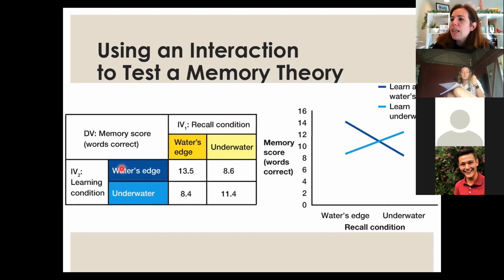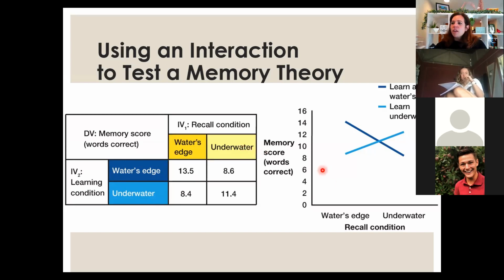So that was the learning condition. Did they learn the words at the water's edge, or did they learn them underwater? And then the recall condition, same thing. When they were asked to recall the words, were they at the water's edge or were they underwater? Okay, so that's what we're looking at, the two conditions for each independent variable. And they found that participants who learned the material underwater remembered it best when recalling it underwater. And similarly, those who learned it at the water's edge were better at recalling it at the water's edge. So the finding supports the theory of context-dependent learning.